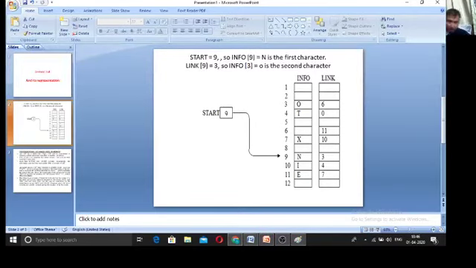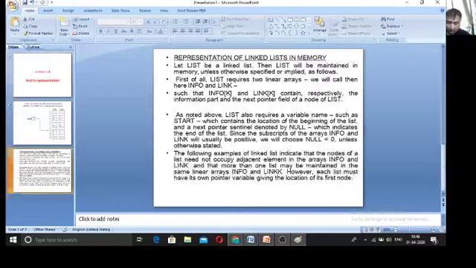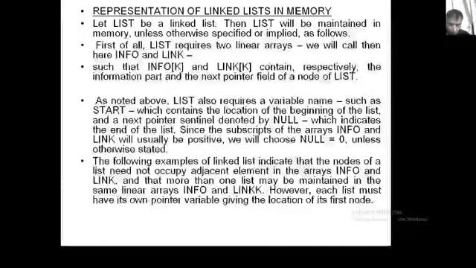Now, looking at this diagram, the question is this: explain the representation of linked list in memory. Let the name of the linked list be list. You have to write it like this: let list be a linked list. The list will be maintained in memory unless stated otherwise or implied, as follows. If you don't write this one also, it is okay. The first line you write: let list be a linked list.